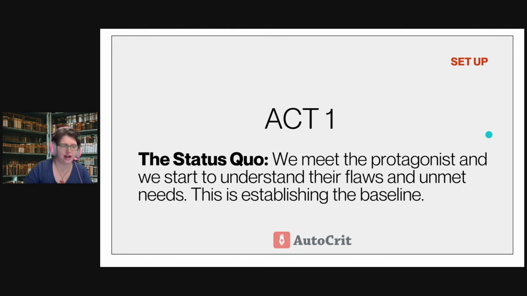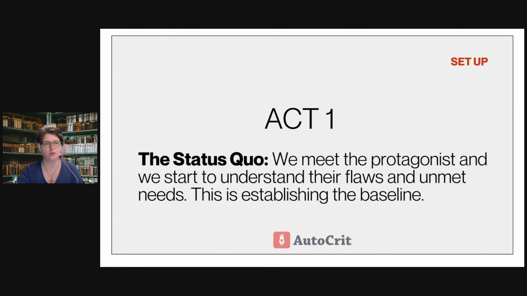Our next section in Act 1 is we need to begin with our status quo. This is where we meet our protagonist in their normal life. This is where we establish a baseline for what normal is for this person. We are showing our characters' flaws and their unmet needs. We need to see who they are before the story changes them so we can measure their growth by the end.